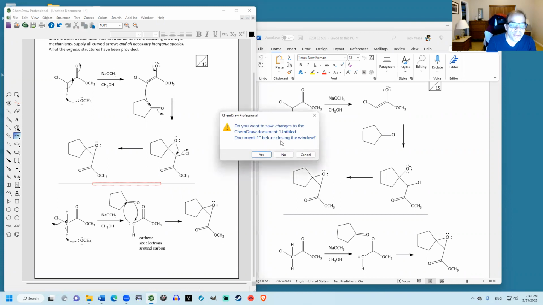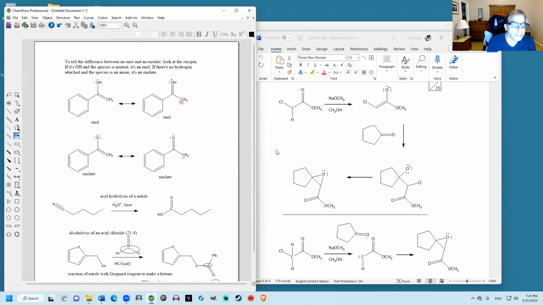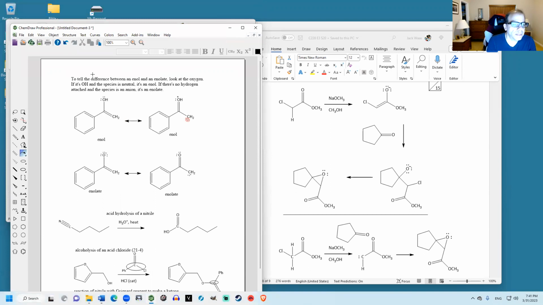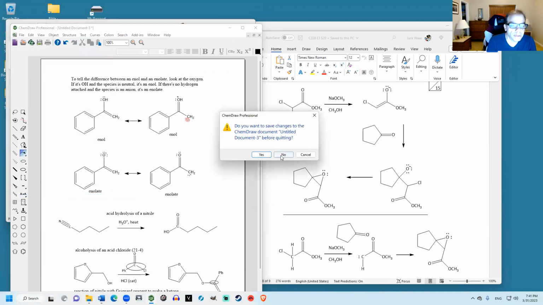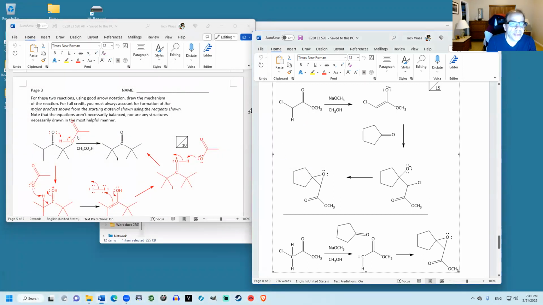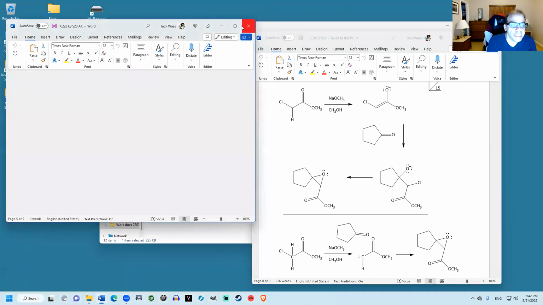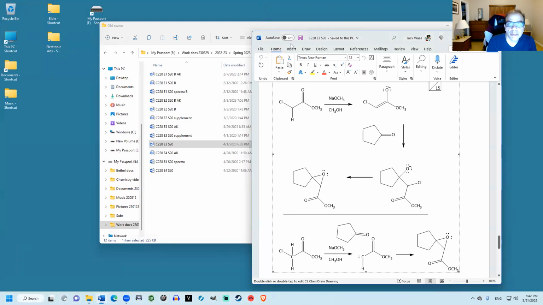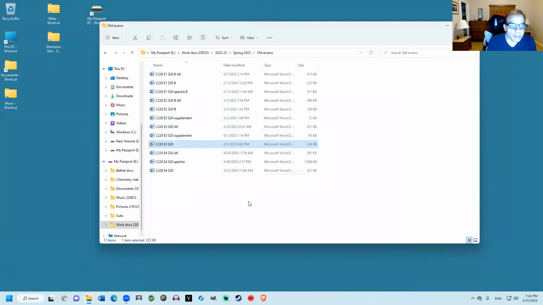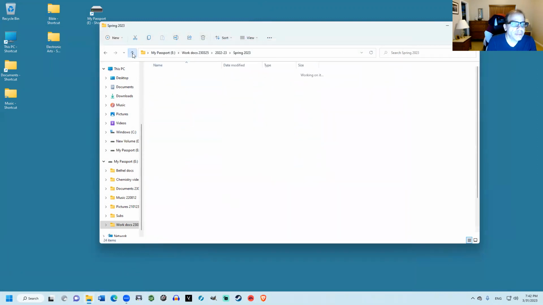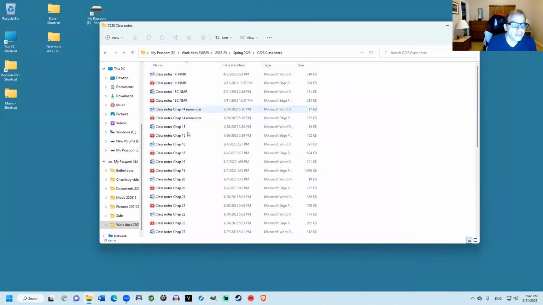Let's close this out. I think we can close ChemDraw. No, I don't want to save changes. We'll close the answer key. We'll close the exam. No, I don't want that picture to be available. Let's see.